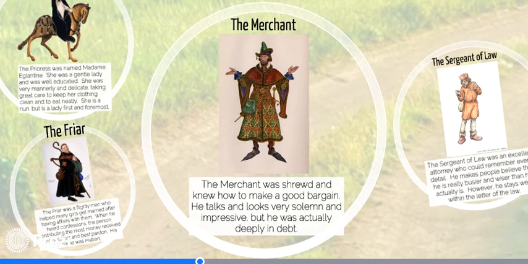You have the merchant. The merchant, when it says he was shrewd, means he was a very good businessman, okay? And he knew how to make a good bargain. He is a very controlled person. He is pretty serious, and he's impressive because he knows a lot about business. He has a forked beard. That means it's got like two points coming down. When it says he has a motley dress, that just means it was multicolored. There was a pattern, some kind of design on his robe. He wears a beaver hat, and he has very nice boots.